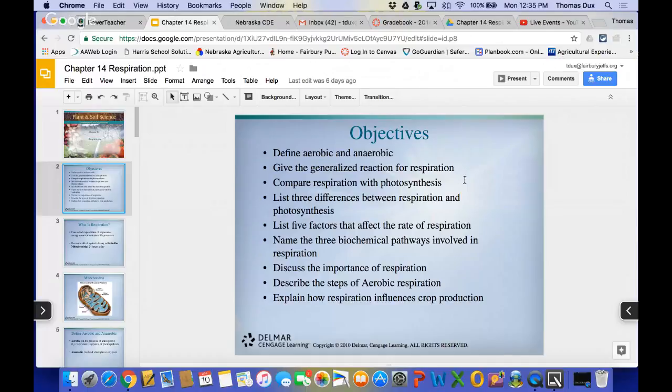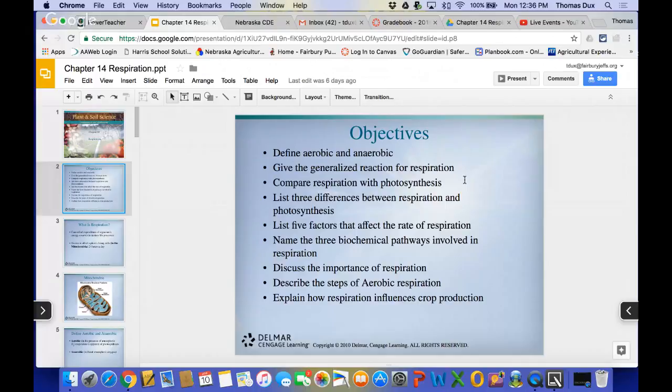Once that glucose molecule is made, if that plant did not go through cell respiration and did not have mitochondria, it would not be able to actually use that energy or get energy. So that's what this chapter is about. We've made the glucose molecule, and now we're going to actually break it back down.